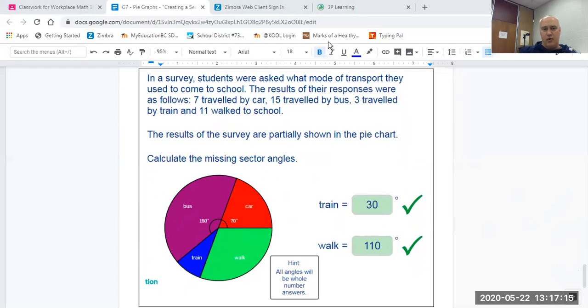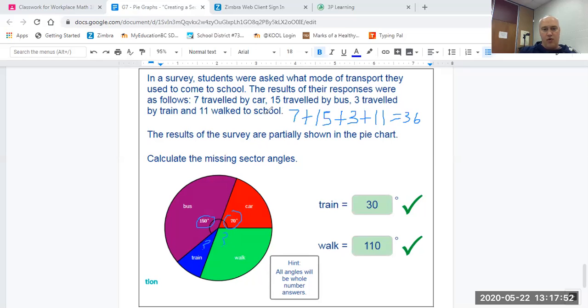So this one here, we could read over this question, but basically we just need to add these numbers together. So 7 plus 15 plus 3 plus 11. So 7 plus 15 is 22 plus 3 is 25, and then plus 11 is 36. So the total here is 36. Now we already know the bus and we already know the car. What we don't know is the train, and we don't know the walk.